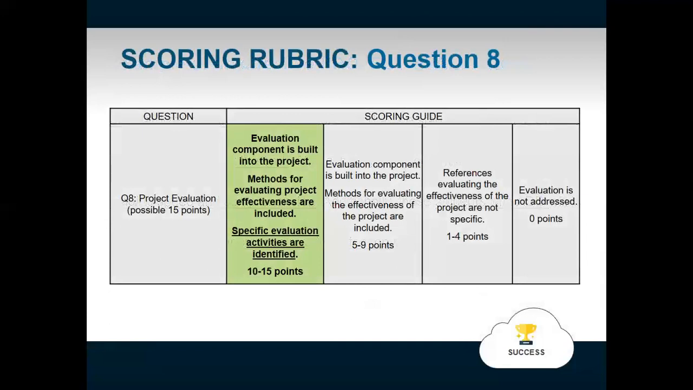The scoring rubric related to this is question A, and you can see that you have a possibility of earning 15 points here, and that the evaluation component is clearly built into the project, the methods are clearly stated, and there are specific activities that are identified. That part is underlined because that is a really critical part of the scoring piece that we have seen over and over. We've seen our grant evaluation team look for those specific activities, and they really want those to be clearly identified. So just spend some time focusing on that in particular.